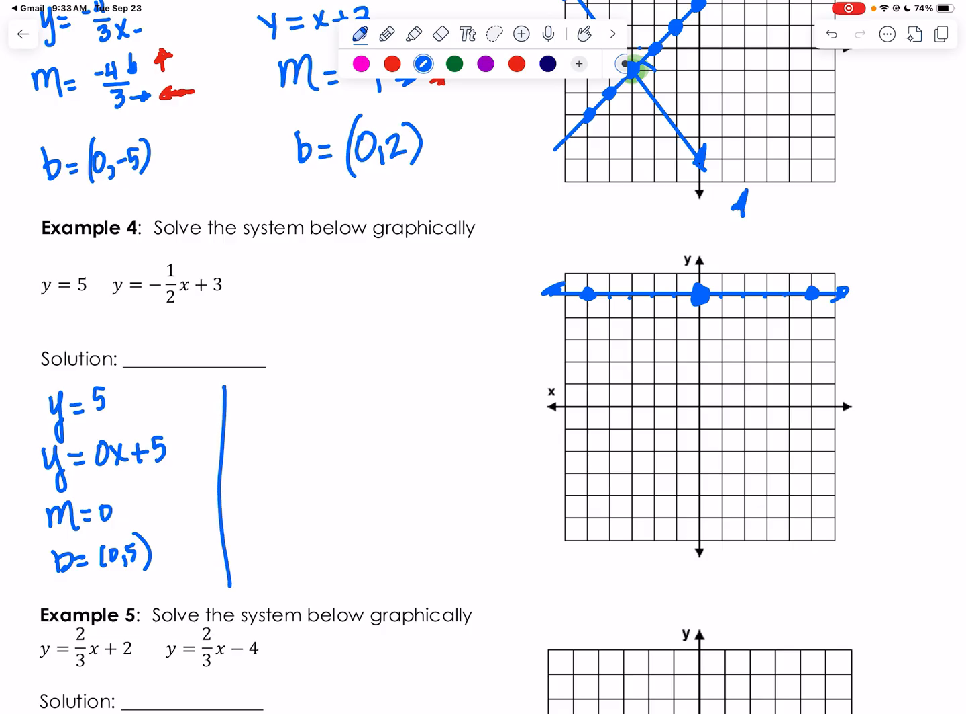All right, our second equation is y equals negative 1/2 x plus 3. So our slope is negative 1/2. Our y-intercept, 0, comma 3. So 1, 2, 3. So there's our beginning dot. And our slope is negative 1 over 2. So that means down 1 to the right 2. So down 1, right 2. Down 1, right 2.